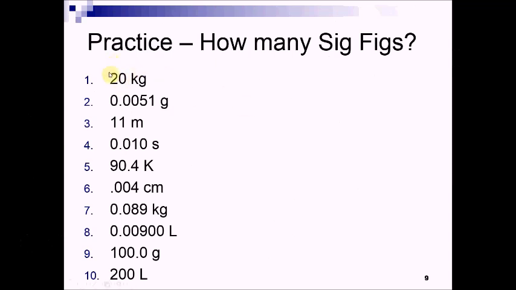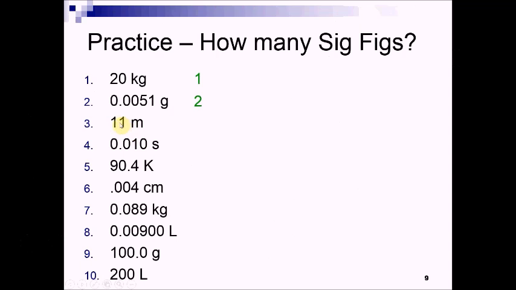Okay, starting with a tricky one right off the bat, 20 kilograms. Well, if there is no decimal place here, this 0 is considered a space holder. So this is actually one significant figure. Same with number 2, 0.0051. These are all just placeholders. Only the 5 and the 1 are part of your measurement. So that's 2 significant figures.